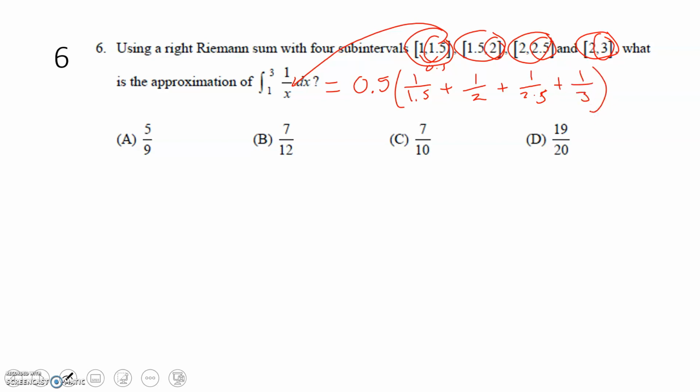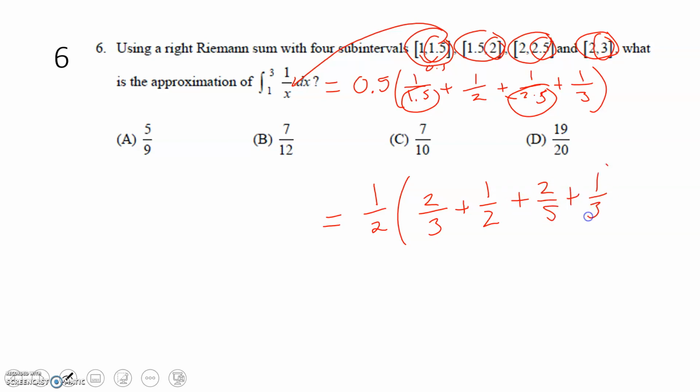Now what we'll notice is the answers that they give us here are all in fraction form. So we're going to go ahead and convert all of our decimals to fractions. So we get 1/2, and then note here that 1.5 is the same as 3/2. So 1 over 3/2 inverts and we get 2/3 plus 1/2, and then 2.5 right here is the same as 5/2. So 1 over 5/2 is 2/5 plus 1/3.